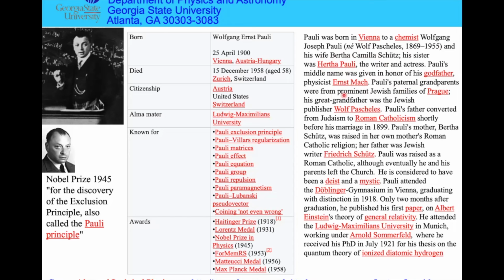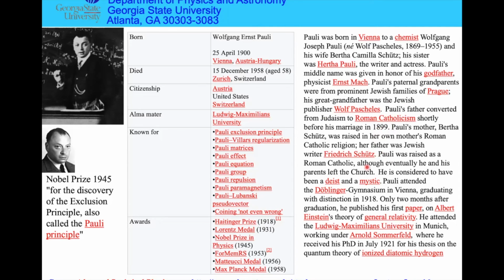Pauli's paternal grandparents were from a prominent Jewish family of Prague, in the Czech Republic now, at that time Czechoslovakia. His great-grandfather was the Jewish publisher Wolf Pascheles, the same name as his. Pauli's father converted from Judaism to Roman Catholicism, just shortly before marriage and the birth of Wolfgang.